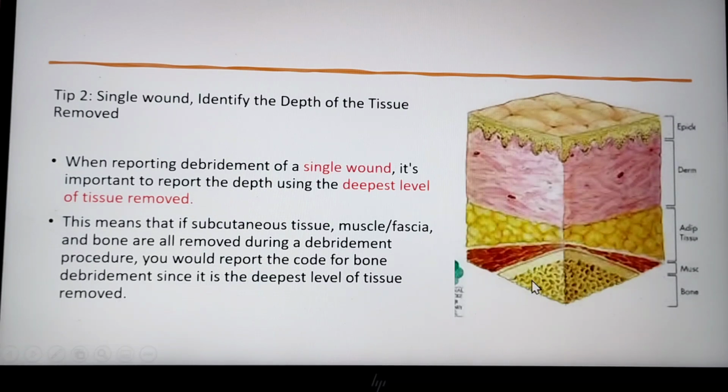So these are the levels of the skin: epidermis, dermis, subcutaneous tissue, muscle and bone. During debridement, if the bone is being removed, it means the provider has to remove all these layers also. So we have to report with the deepest layer of the debridement if a single wound is debrided.